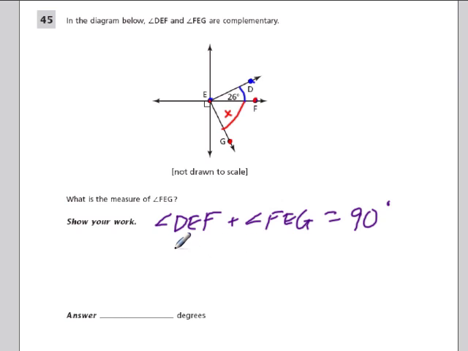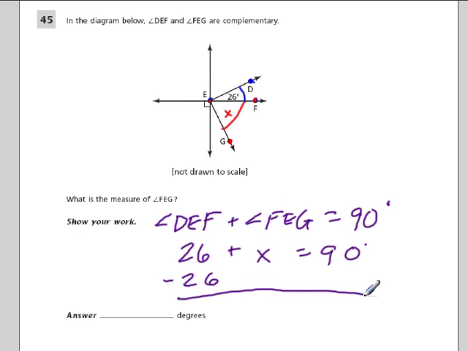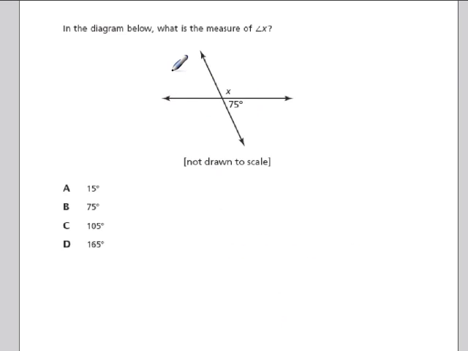And we know the value of DEF as 26 degrees. They gave us that. We don't know the value of FEG, but I know that if I add them up I get 90, so I'm just going to subtract 26 degrees from both sides of this equation, and that will tell me the value of x. So x equals 64 degrees. So here x is just 64 degrees, and that's angle FEG. I called it x.